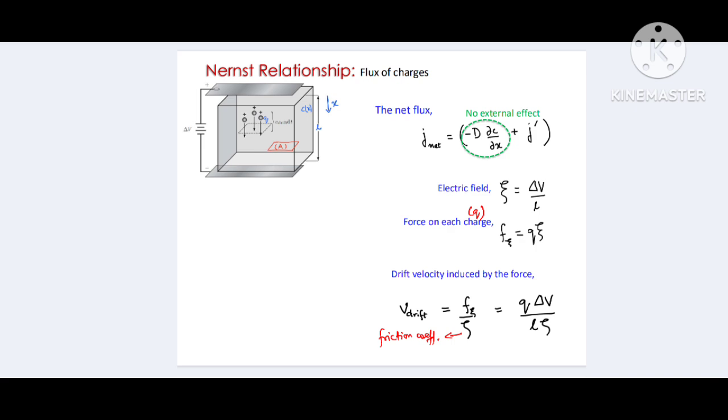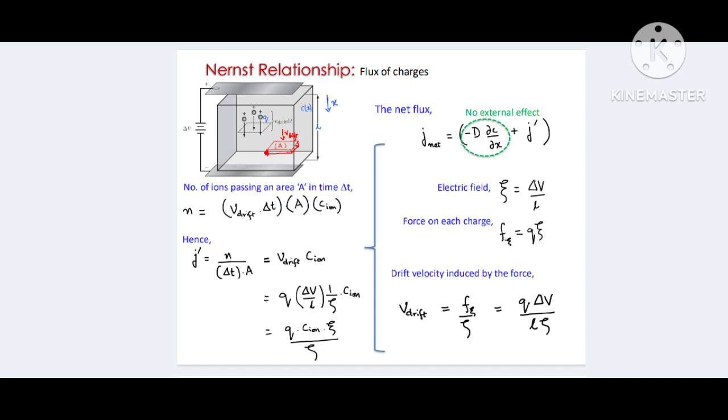So for the force, I'm going to write Q delta V by L, since for the electric field I'm writing delta V by L. So you have Q delta V by L divided by the viscous friction coefficient. Now, if I define a small area A, and I'm going to calculate the number of ions passing an arbitrary area A in unit time delta T, what will that be? Dimensionally, this is fine, so at least that first order check will pass. It's the drift velocity times delta T, which is how much will cross this small distance, times the area times the ion concentration. I have just used the suffix ion because I am dealing with ion concentration. So J prime here will be N, the number per unit time per unit area.